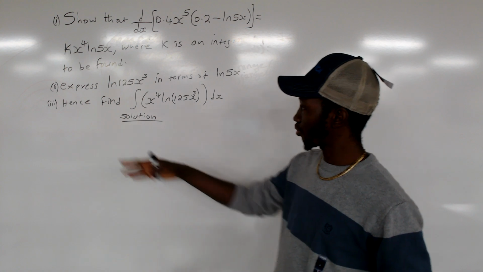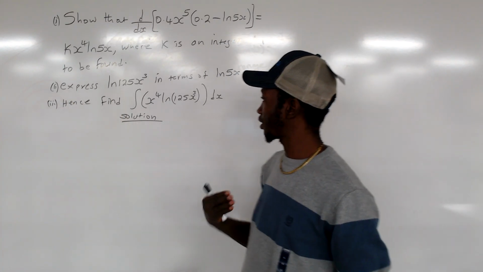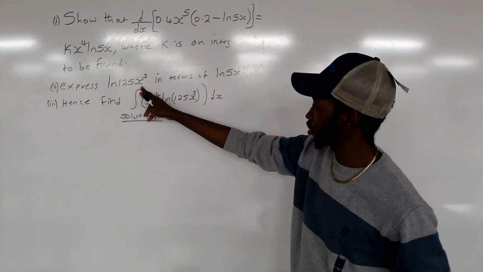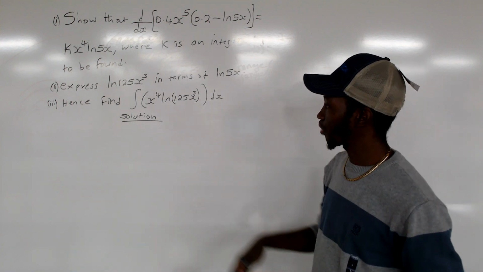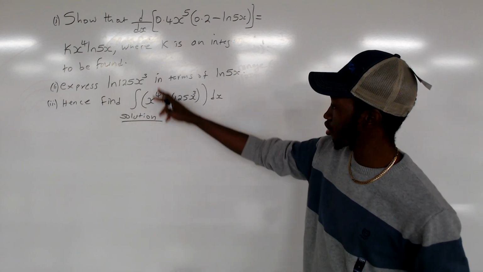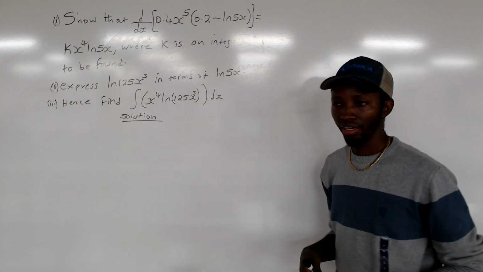The second part of the question reads: we are required to simply express ln(125x^3) in terms of ln 5x. And the last part says: hence, find the integral of x^4 ln(125x^3) dx.